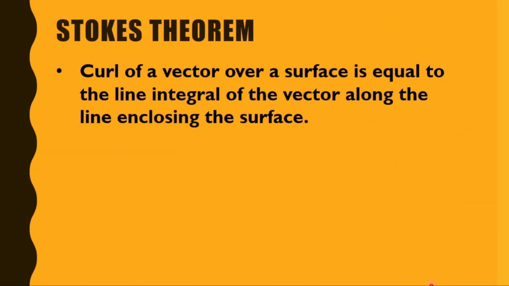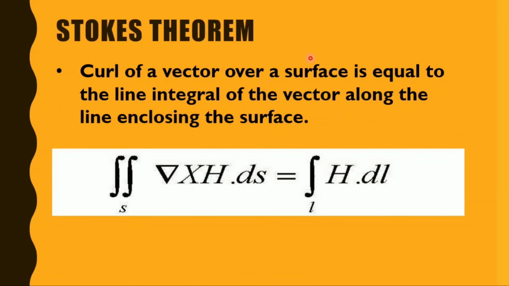And the last thing we will look at is the Stokes theorem. Here the curl of a vector over a surface is equal to the line integral of the vector along the enclosing curve. So this is the surface integral of the curl of H dot ds; curl means we take the cross product with H over the surface. This will be equal to the line integral, that means the vector along the line enclosing the surface. So I hope all of you understood today's lecture.